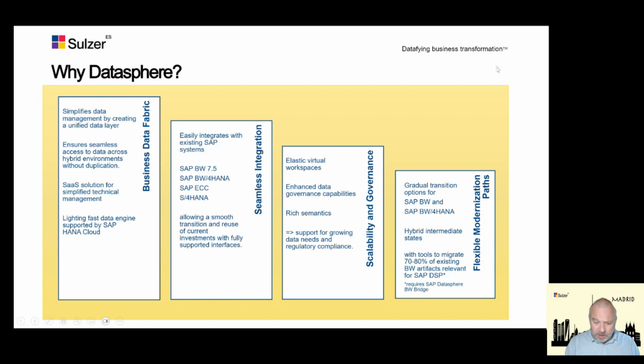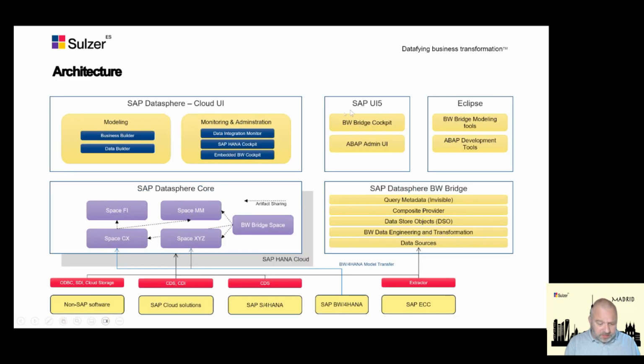Good. Then let's have a look at the architecture. Let's start here with the Datasphere core. I already mentioned these workspaces. Here, this workspace, let's say that's a master data management, which can send data to other spaces, so artifact sharing, these arrows. What do they mean? It means that we can publish data assets from one space to another without having to replicate necessarily the data.